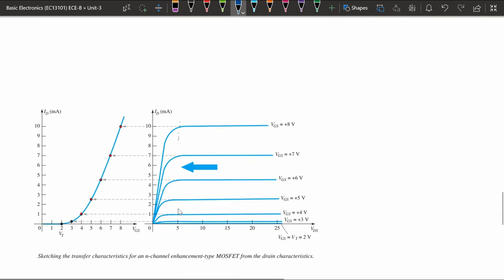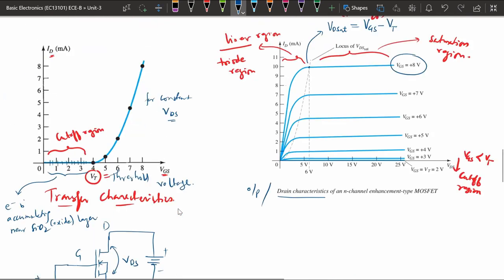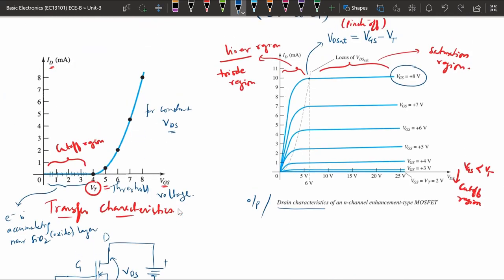One more point, as we have seen, this is the point VD set. The VD set for different gate to source voltages is different. So if we plot all the VD set points, we will get this dashed line. This is called the locus of VD set. All the VD set points form a curve, and this locus of VD set is given by this curve only.